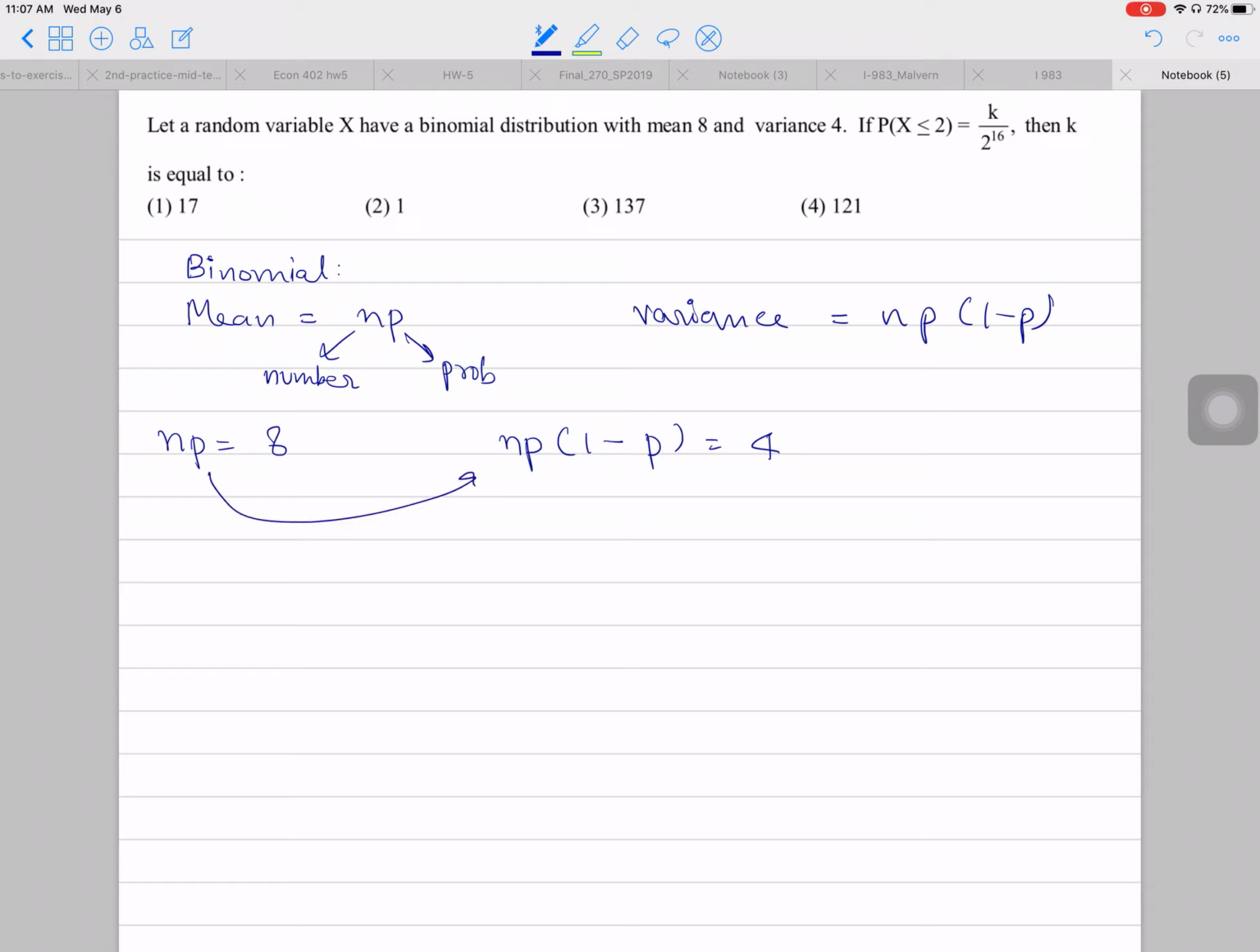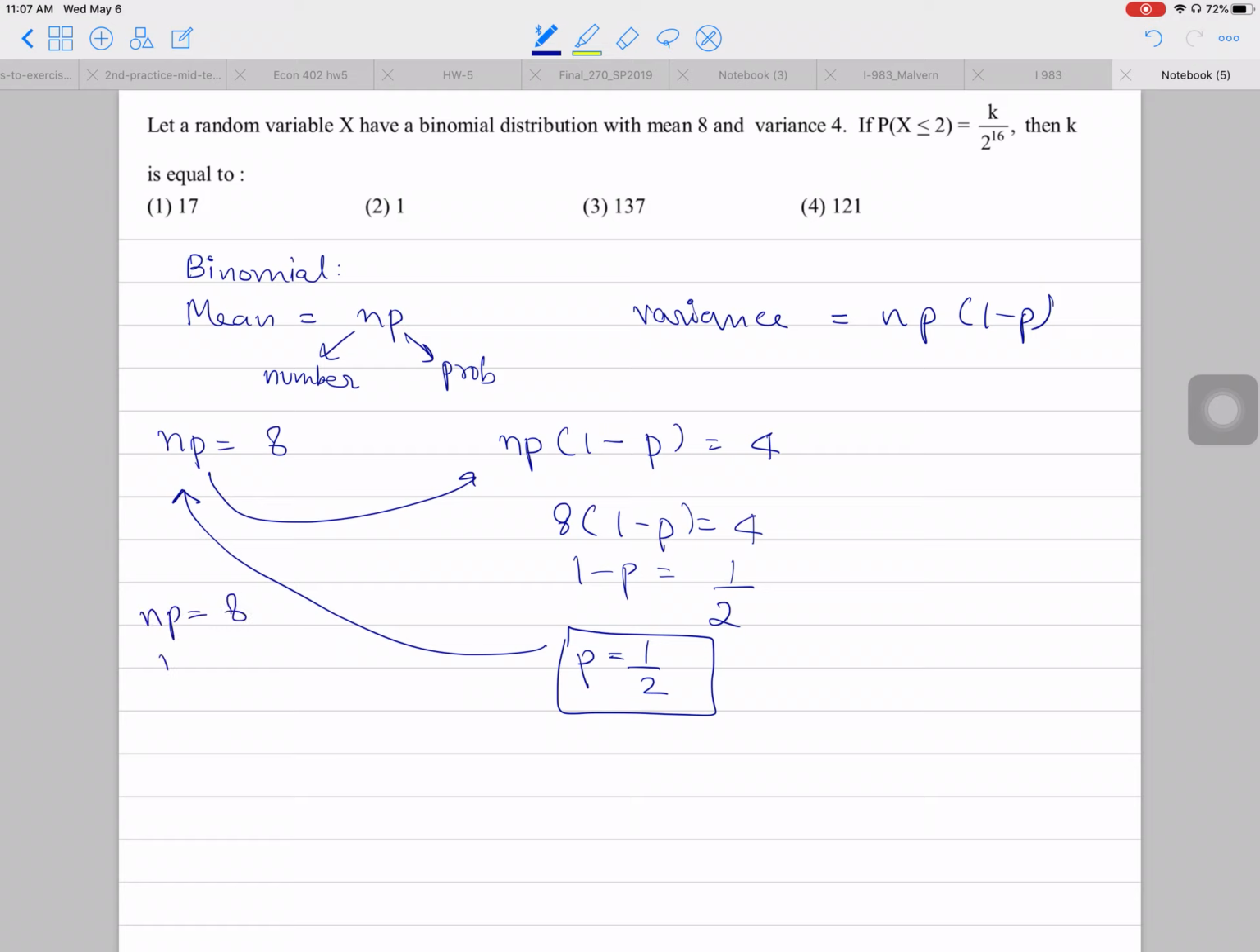We can plug this value in here. So we have 8 times (1 minus p) equals 4. So 1 minus p equals half, which says that p equals half. Using the value of p back into the mean, we have n times p equals 8, so n equals 16. So we know that the total number is 16.